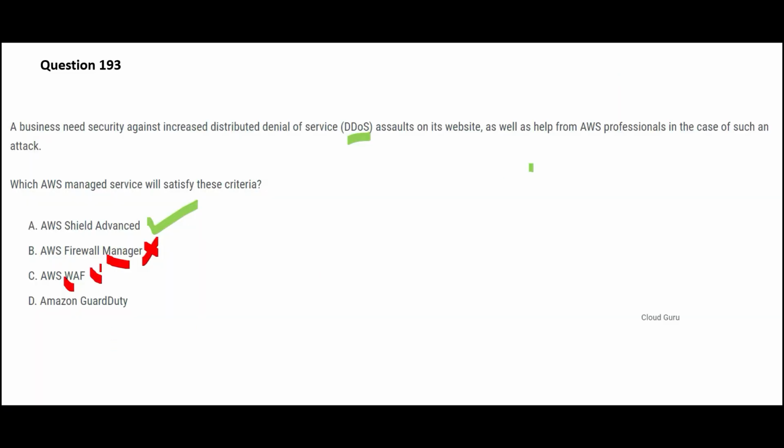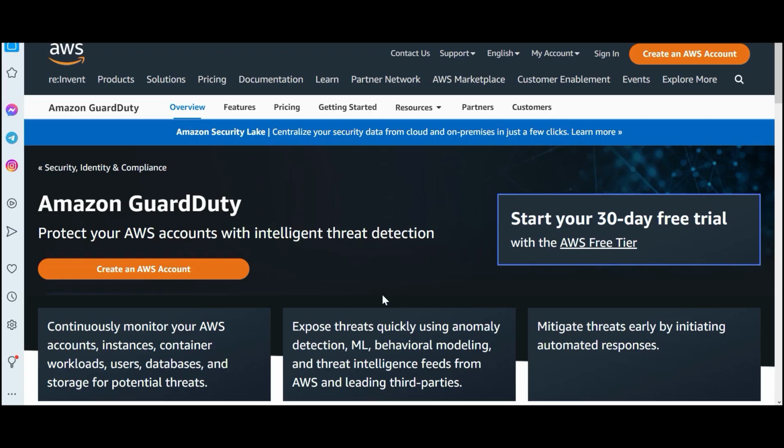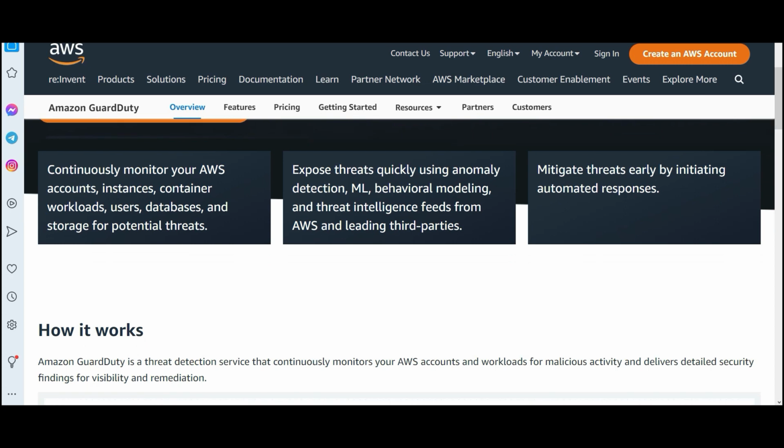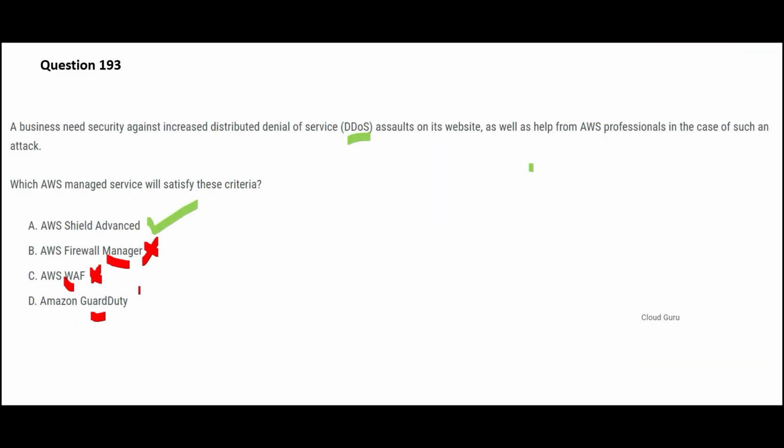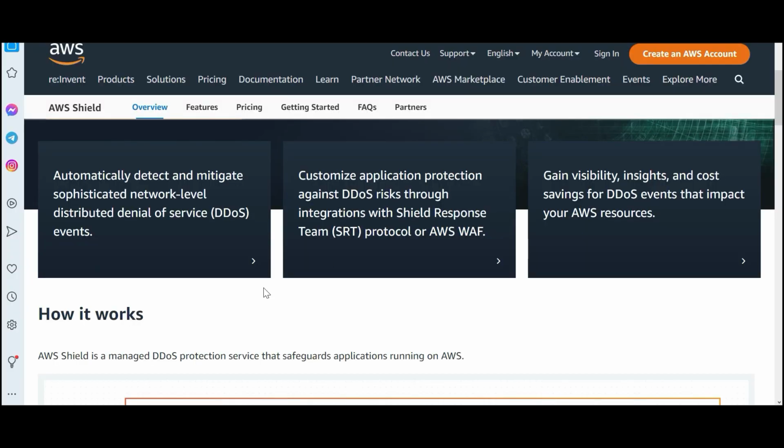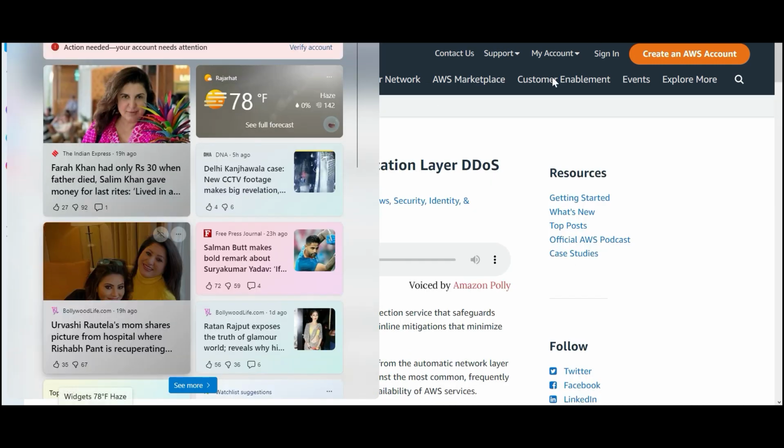WAF will help you with common exploits, SQL injections, and so on. So WAF is wrong. Let us look at GuardDuty. GuardDuty is just like your security guard. It is built with intelligent threat detection. It will understand the bad players or bad requests. It will continuously monitor your resources and databases for any potential threats. If it finds a threat, it will immediately expose it. It has machine learning and behavioral modeling fed in. So it is very intelligent, but it will not help you with DDoS. What is DDoS? It is distributed denial of service.